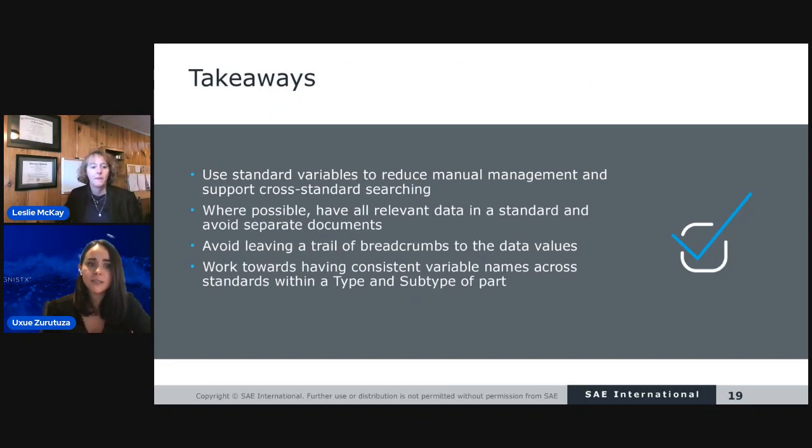To summarize this section, a few takeaways. Use standard variables to reduce manual effort and management of mapping mechanisms for cross-standard search. Also, have relevant data in standards, preferably in tables. Also avoid using complex logic to represent any values, as that will leave a lot of information in the way. And lastly, use a consistent naming convention across all standards. I think this is one of the most important pieces of advice: use the same naming convention under at least the same subtype so we can standardize the content.